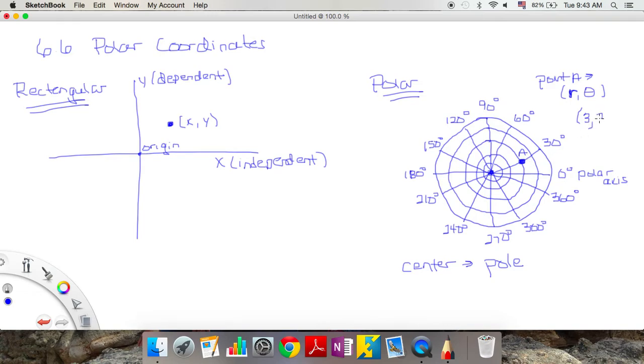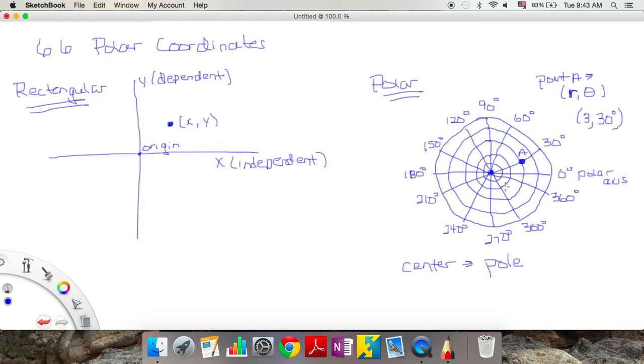So for example, point A, we are 1, 2, 3 spaces away from the pole, and we're up 30 degrees. Remember, if you're labeling your angles in degrees, you must have a degree sign there. If there's no degree sign, that means we're in radians. A lot of these we're going to use degrees, but we will have some where we use radians, so make sure you know the difference.